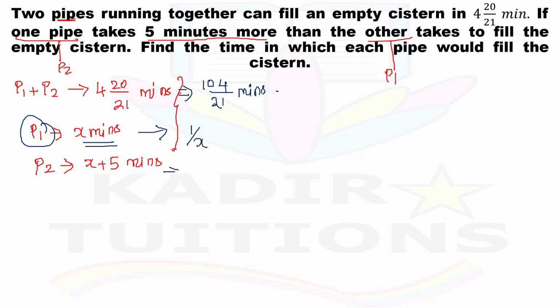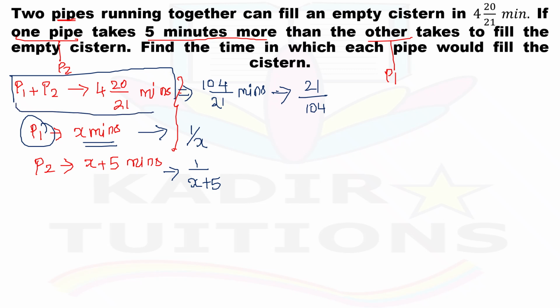And similarly, in 1 minute how much of the empty cistern will be filled by P2? I can write that as 1 by X plus 5. And both together in 1 minute, how much will they fill an empty cistern? 21 by 104. So these are the data. Using this we are going to frame an equation. For framing an equation we'll take both pipes working together.